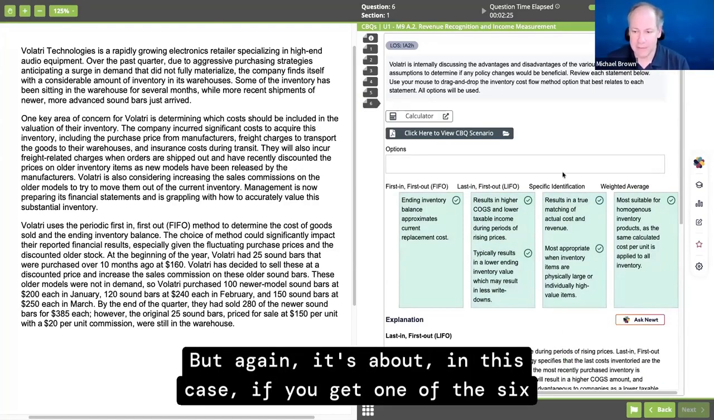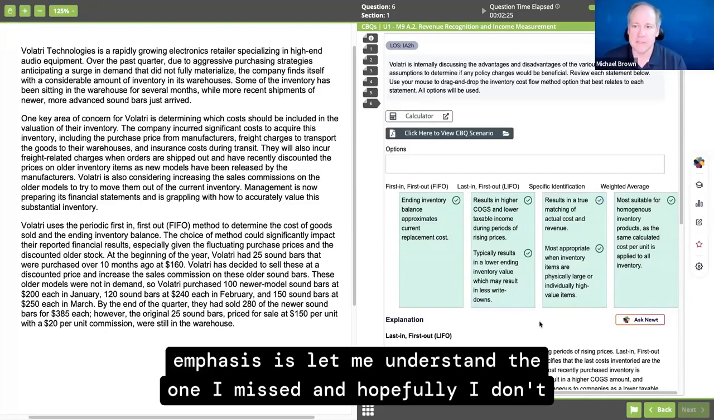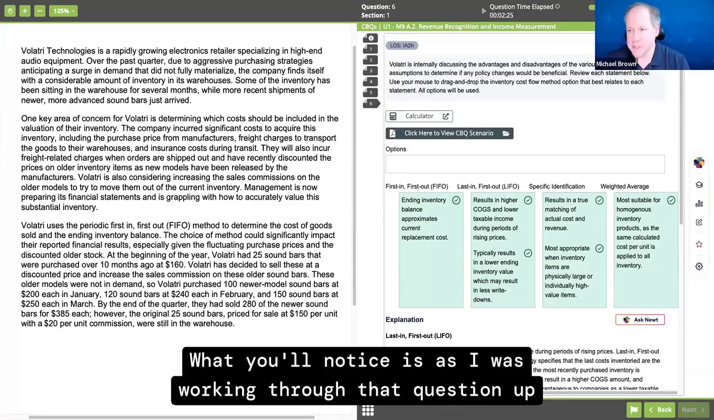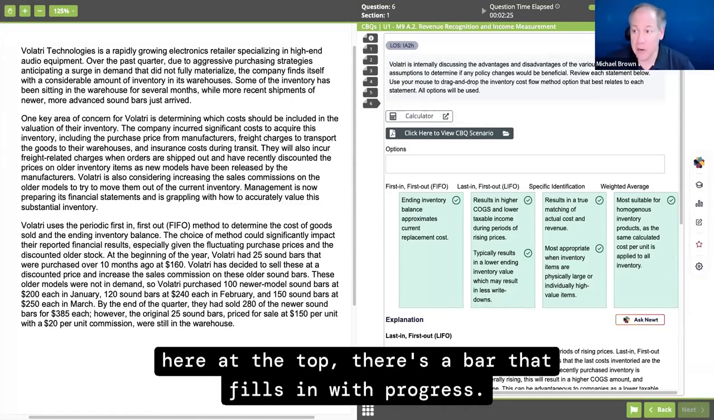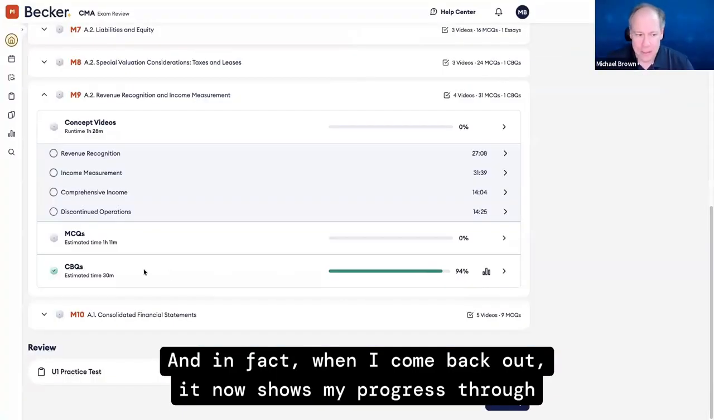But again, in this case, if you get one of the 6 wrong, make sure you were clear on the 5 you got right, but really your emphasis is, let me understand the one I missed, and hopefully I don't make that mistake again. What you'll notice is as I was working through that question, up here at the top there's a bar that fills in with progress. And in fact, when I come back out, it now shows my progress through the CBQs.